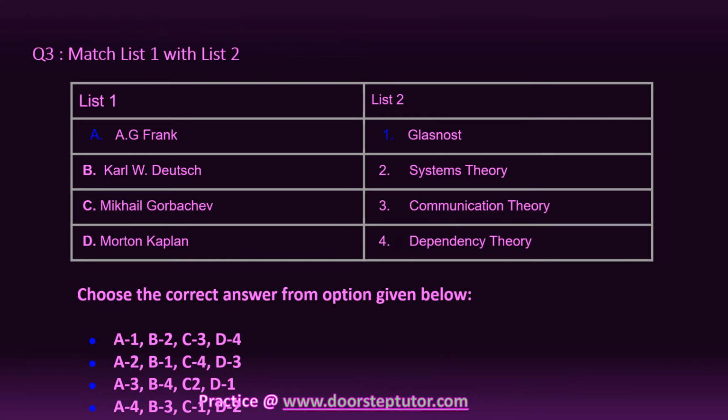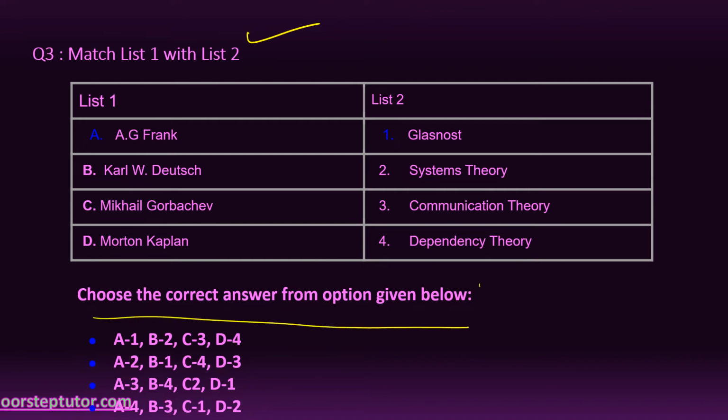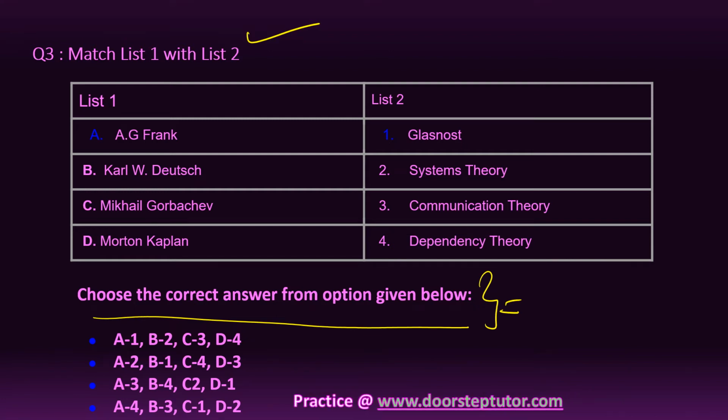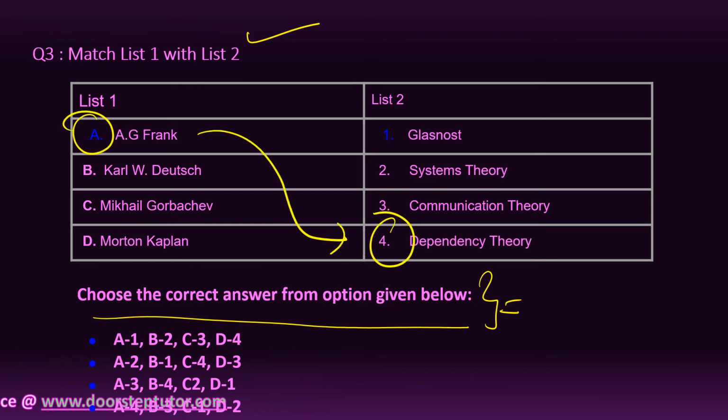Now let's see another question. You have to match list 1 and list 2 and choose the correct answer from the options given. In list 1 are A.G. Frank, Karl W. Deutsch, Mikhail Gorbachev, and Morton Kaplan, and in list 2 are Glasnost, systems theory, communication theory, and dependency theory. If I know that A.G. Frank has written on dependency theory, then A is 4. Can you see in the options A is 4? Yes, here is my answer. No other option says A is 4. That means the question has become much easier, and I can easily guess the correct answer.